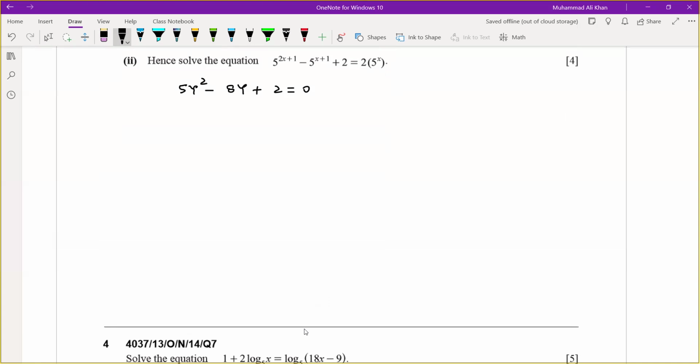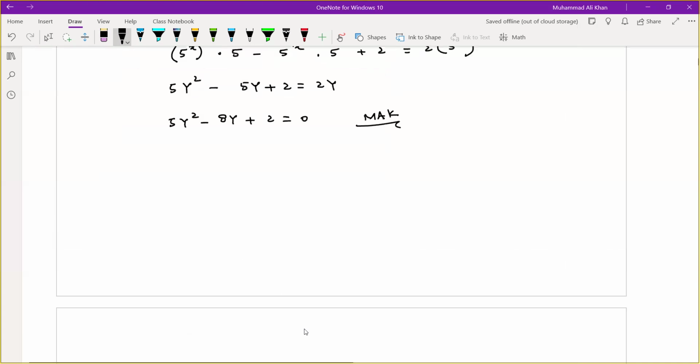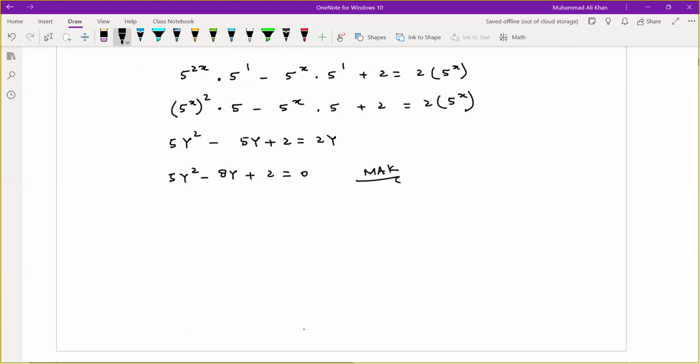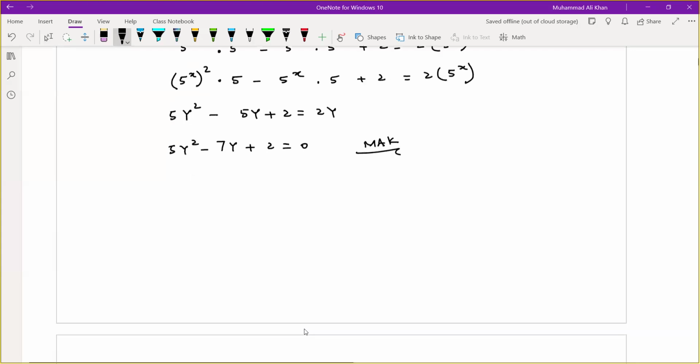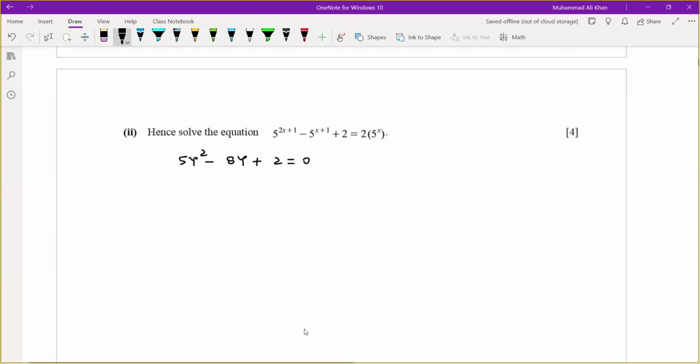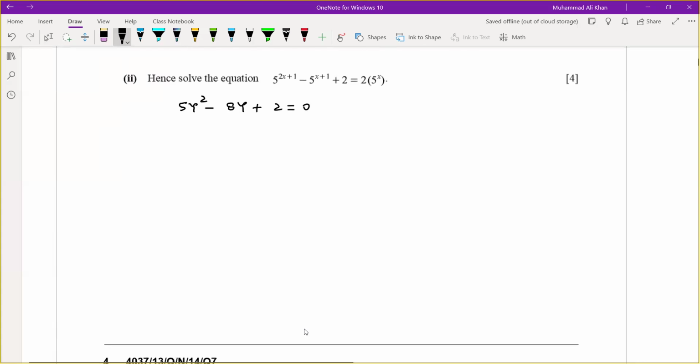So now, this will be, yes, not minus 8y. This will be minus 7y. Sorry. This is minus 7y because minus 5 minus 2 is minus 7. Now we have to break the middle term. Now how to break the middle term?